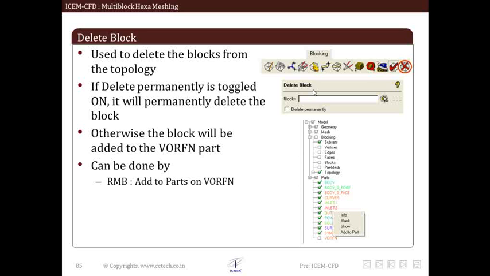Now, if the delete permanently option is enabled, blocks will be permanently deleted. At this point, connectivity will be broken and the V-orphan region will be rebuilt. This can be useful in some situations, but this will also result in the re-indexing of blocking. The resulting index structure is usually more complicated and may be more difficult to work with.